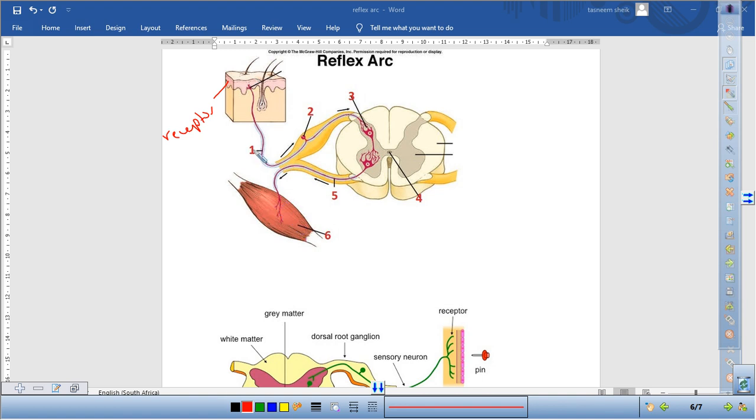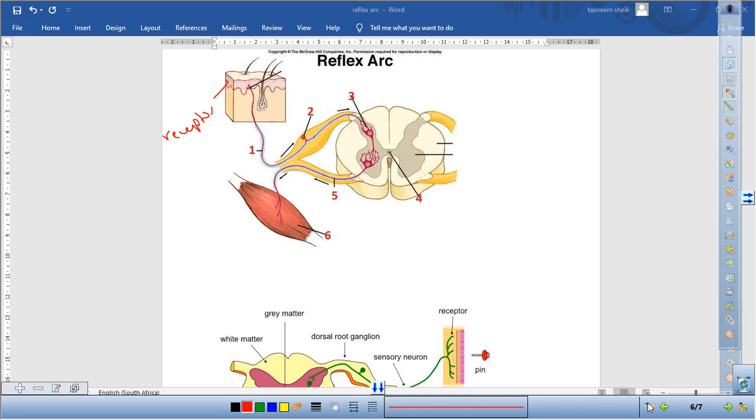So let us label. Number one will be your dorsal root. You're going to label it yourself. I'm just giving you clues. Two, cell body of what? Three, which neuron is that? Four, what's that hole called? Five, what neuron is this? The axon of which neuron? Six, what is this? Starts with an M. Where the reaction will take place. And this, you can see it's white in color, white matter, gray matter, which is shaped like an H.